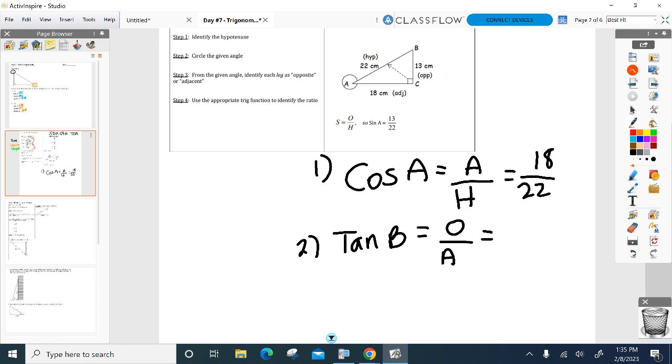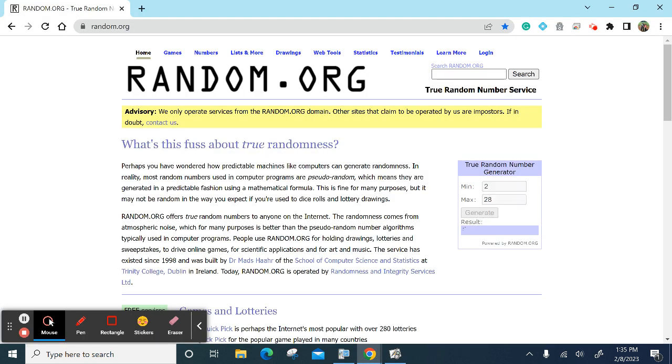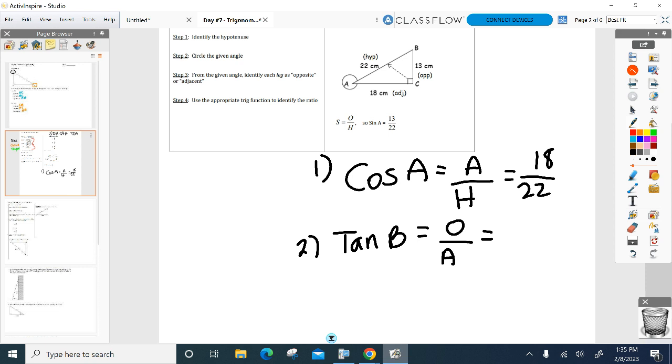So now, make sure you're going from the correct angle. Angle B. What's the side opposite angle B? 18. Over adjacent side? 13. 13. Great work.